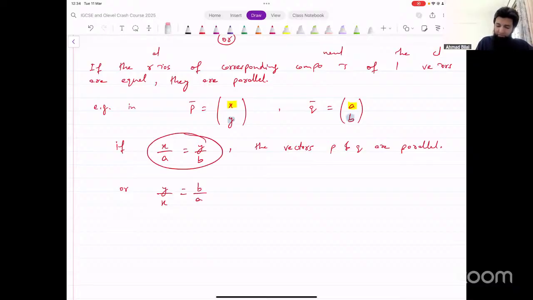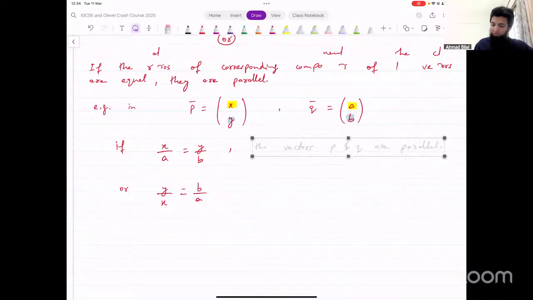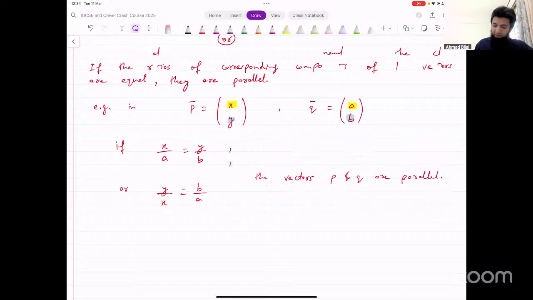If you rearrange this, you can bring x here and then take b to the left side. So b over a equals y over x. The gradients are equal. You can also think of it this way. Both of them work. So that's another way of proving that two vectors are parallel: if their corresponding components, their corresponding ratios, are equal like this. All right. That's another way of showing that two vectors are parallel.